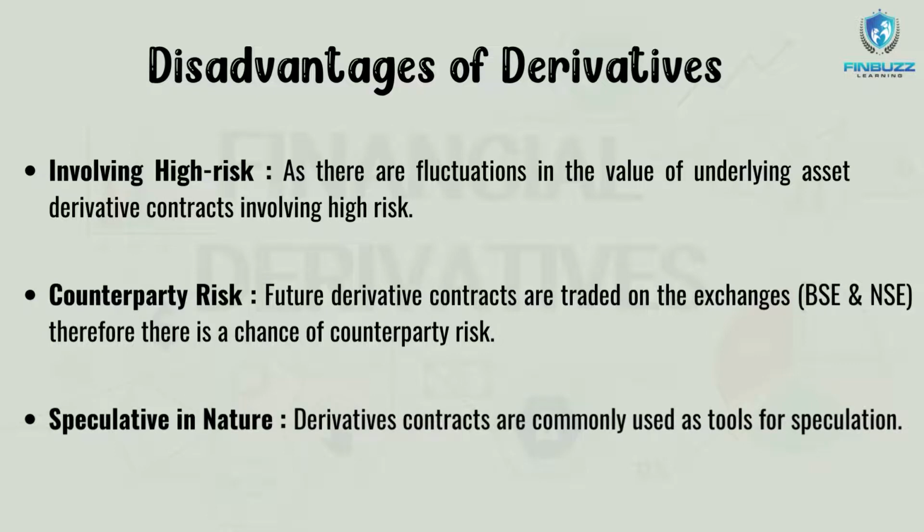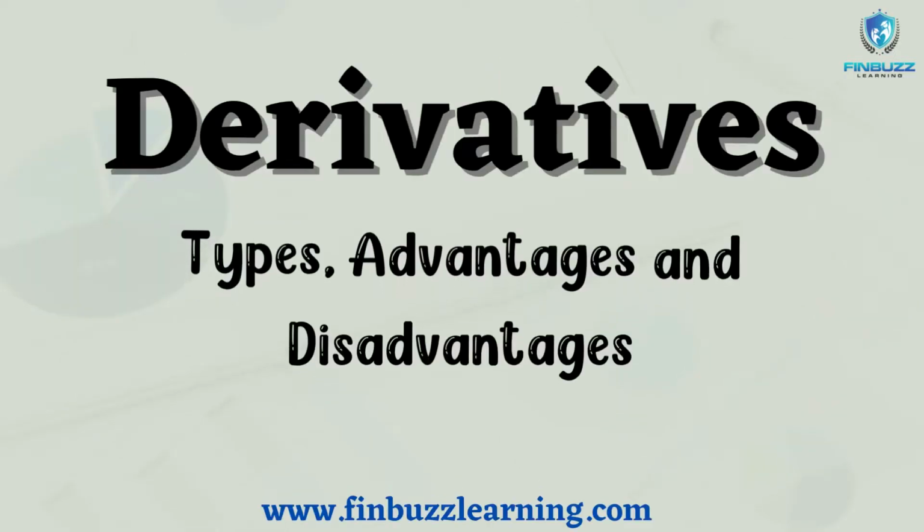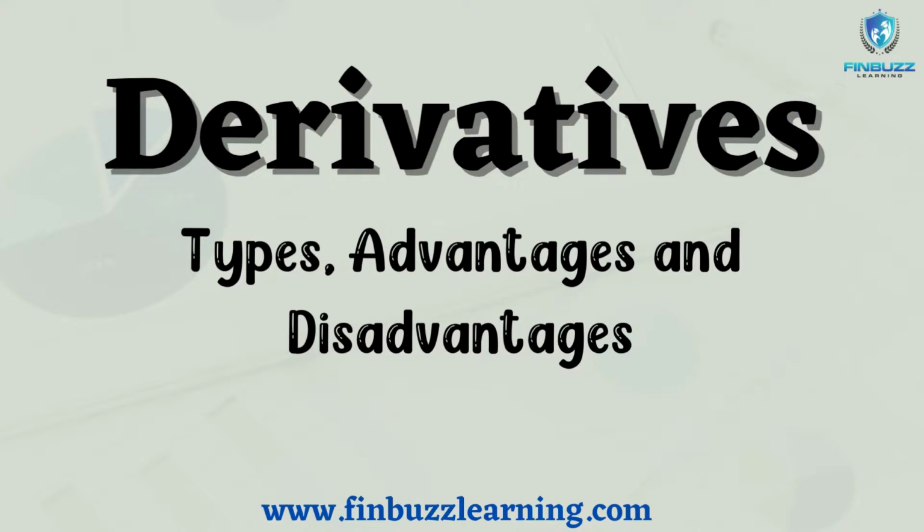Derivatives are also very speculative in nature. Hence, contracts for derivatives are frequently employed as speculative instruments. Because of the considerable risk involved and the unpredictability of their value changes, irrational speculation frequently results in significant losses. So, this was all about derivatives, where we understood derivatives, their types, advantages and disadvantages.